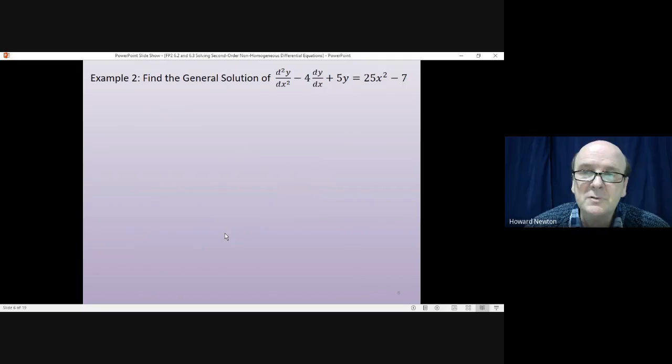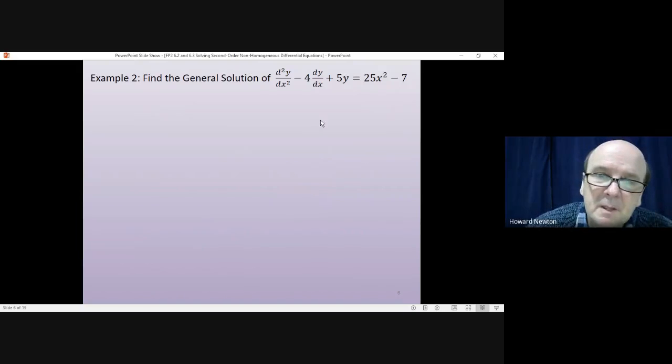Okay, example 2, same idea, but this time the function on the right-hand side is a quadratic. Be careful, there's no term in x here, but when we do the particular integral, we do need the general quadratic. And the general quadratic is ax squared plus bx plus c. Aside from that, it's the same method as the previous example. Okay, have a go, pause the video, and come back to me when you're ready.